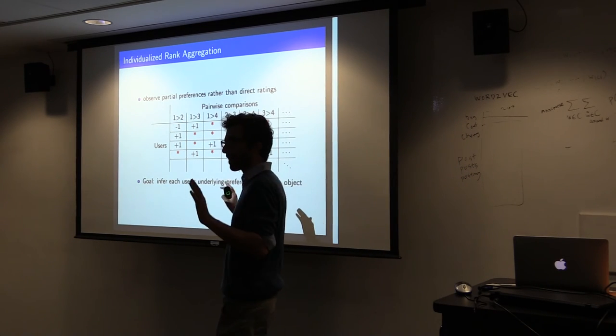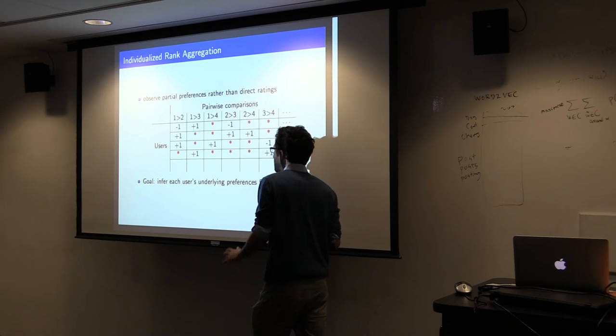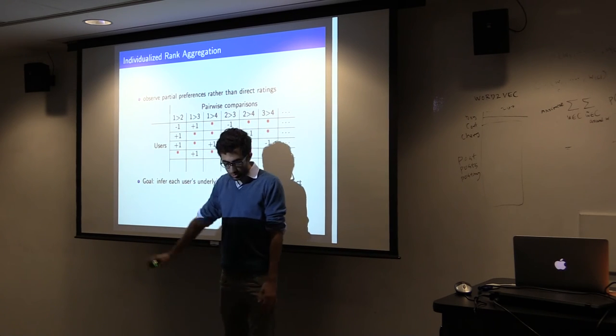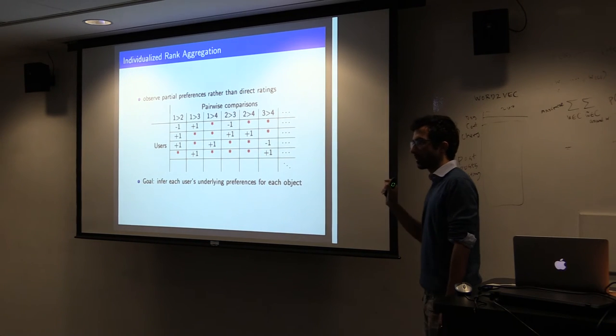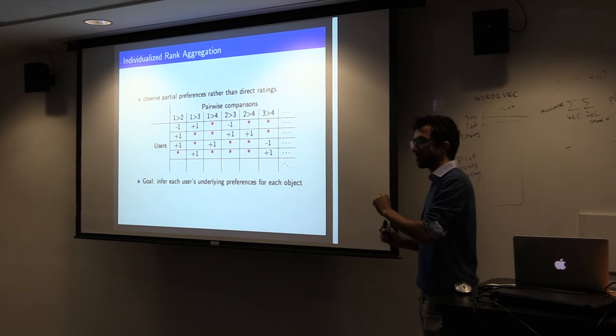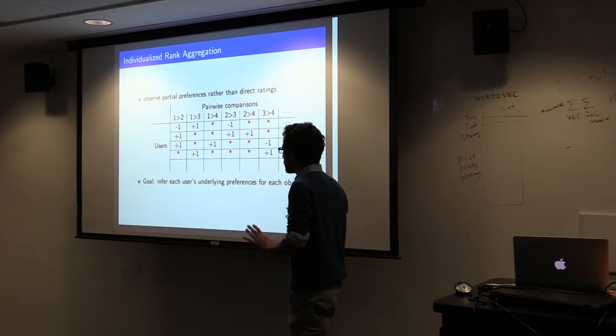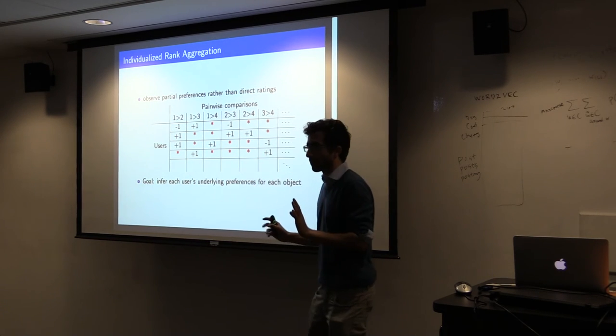Okay, so let's just recap now the individualized rank aggregation problem. Whereas before I ignored the user's response, now I'm actually going to keep track of the user and what response they gave. And then again, the goal is to infer the underlying preferences.